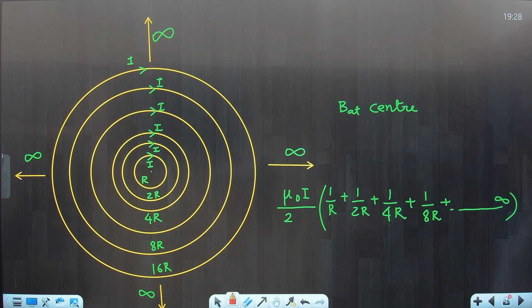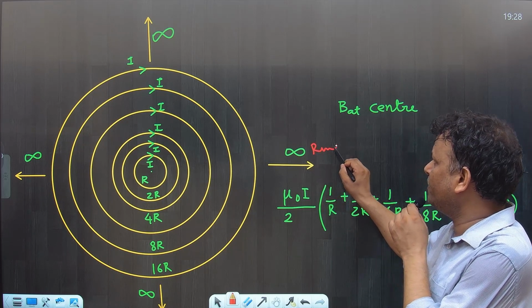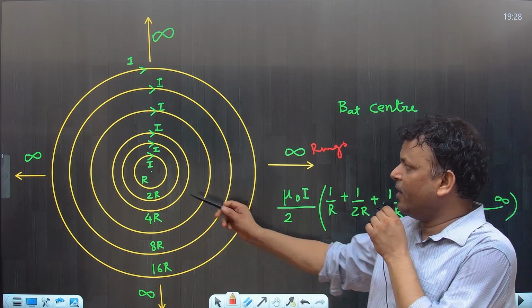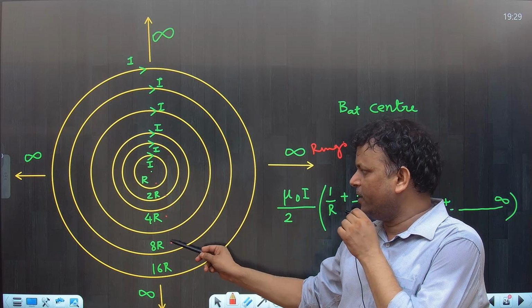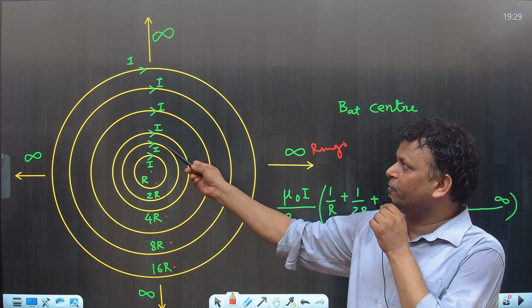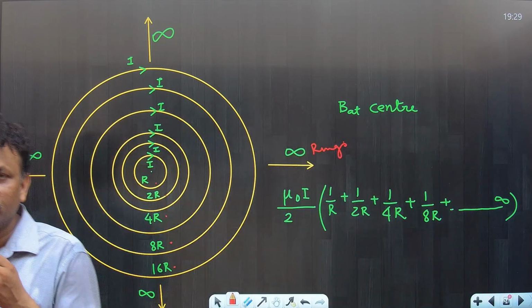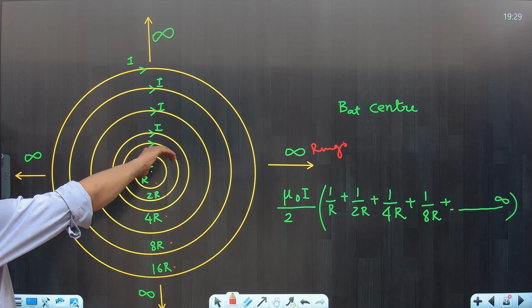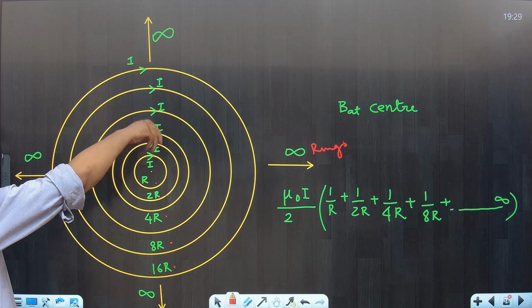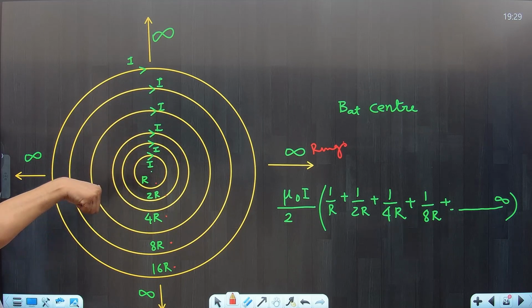Now let us come to here. It is a series problem. There are an infinite number of rings, and they have radius r, 2r, 4r, 8r, 16r, right? And they have current in the same sense of direction. Since they have current in the same sense, your magnetic field will add up. For each and every ring, your thumb will go inside, so the magnetic field will add up.